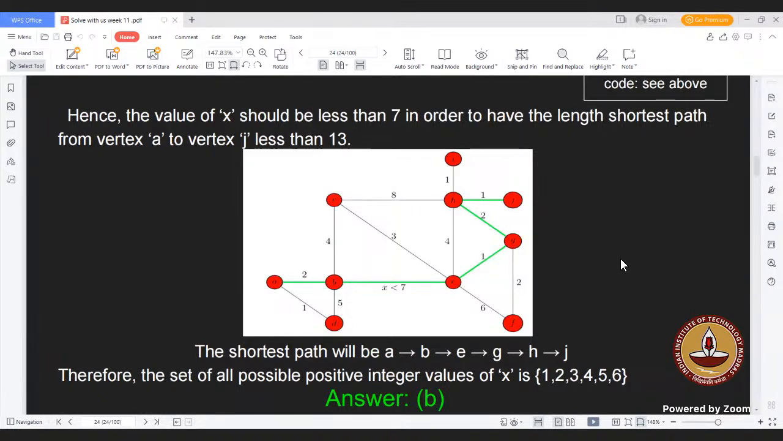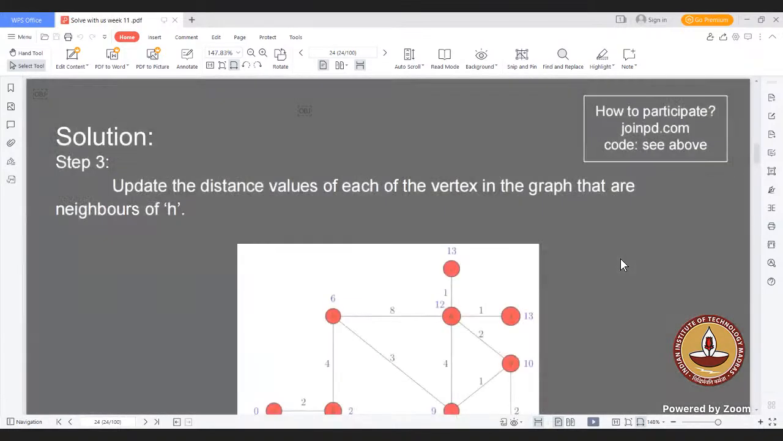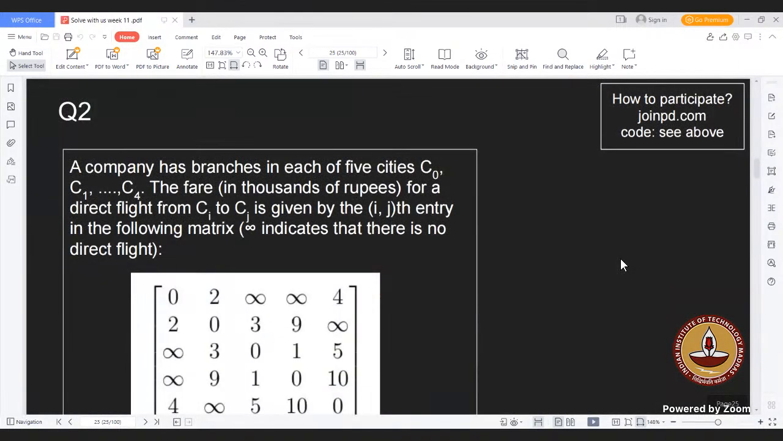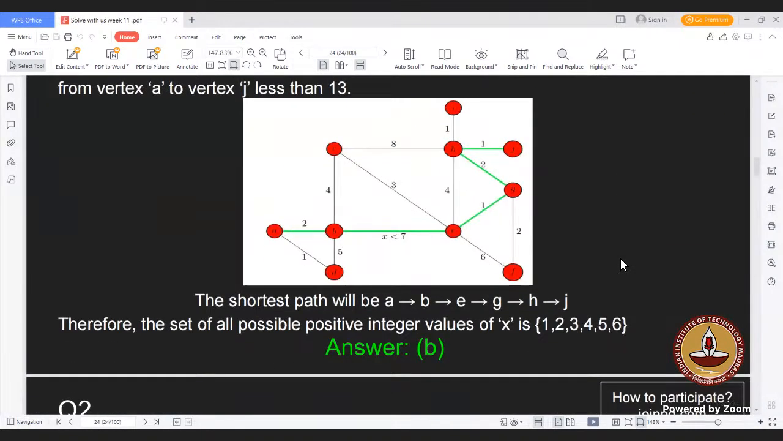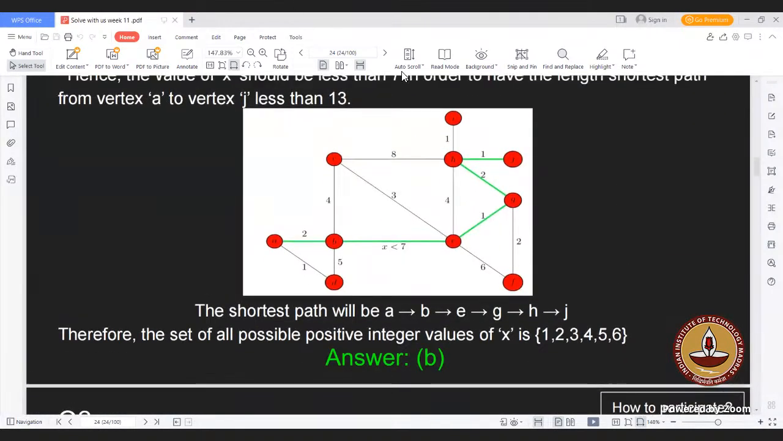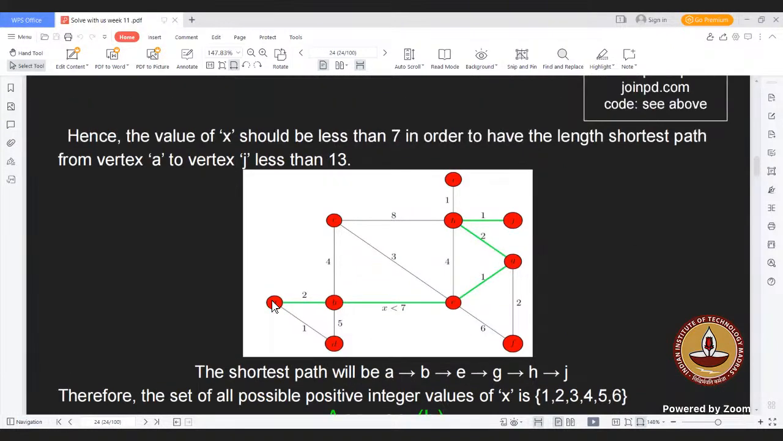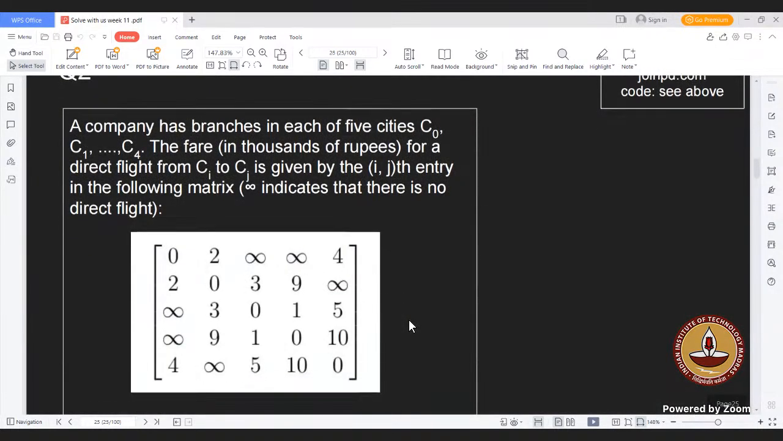So this is the correct answer: 1, 2, 3, 4, 5, 6. Which option is it? Just a minute, option C or option B. So I think most of you got the correct answer. Almost everyone got the correct answer. So can we move to the next question now? Is this concept clear? Yes, sir. So this is the second one.